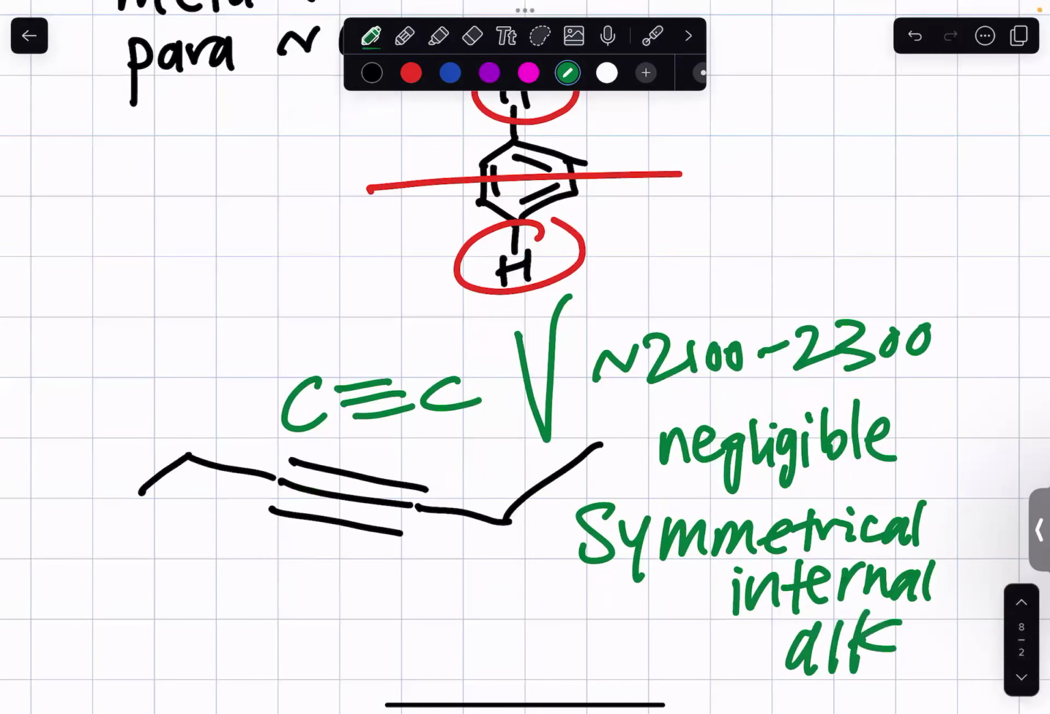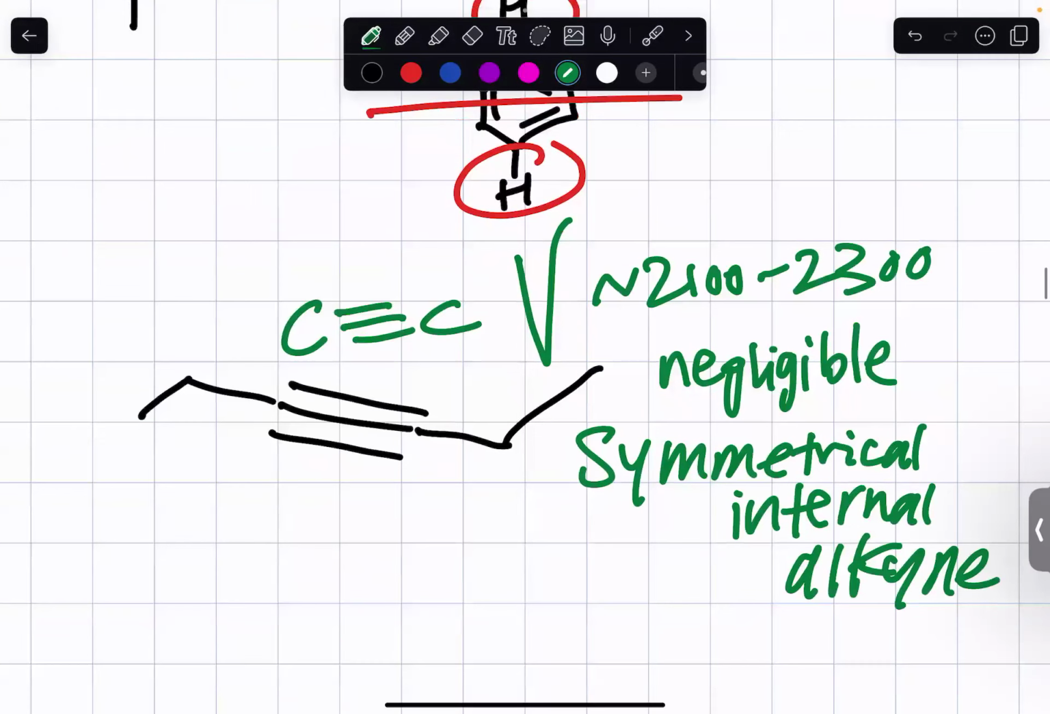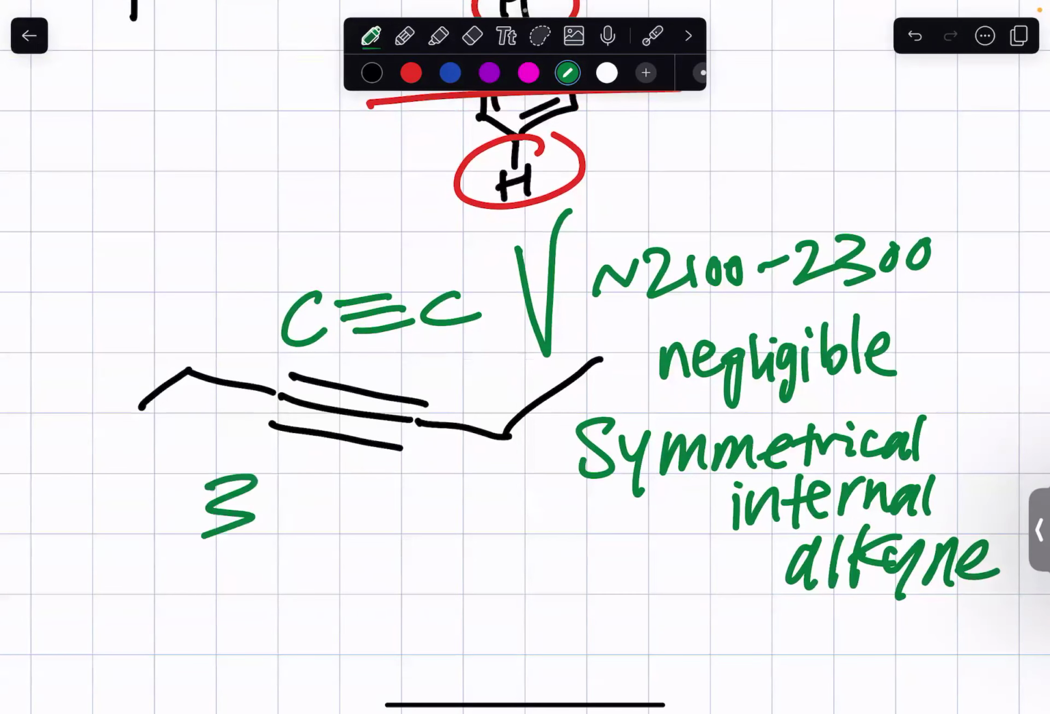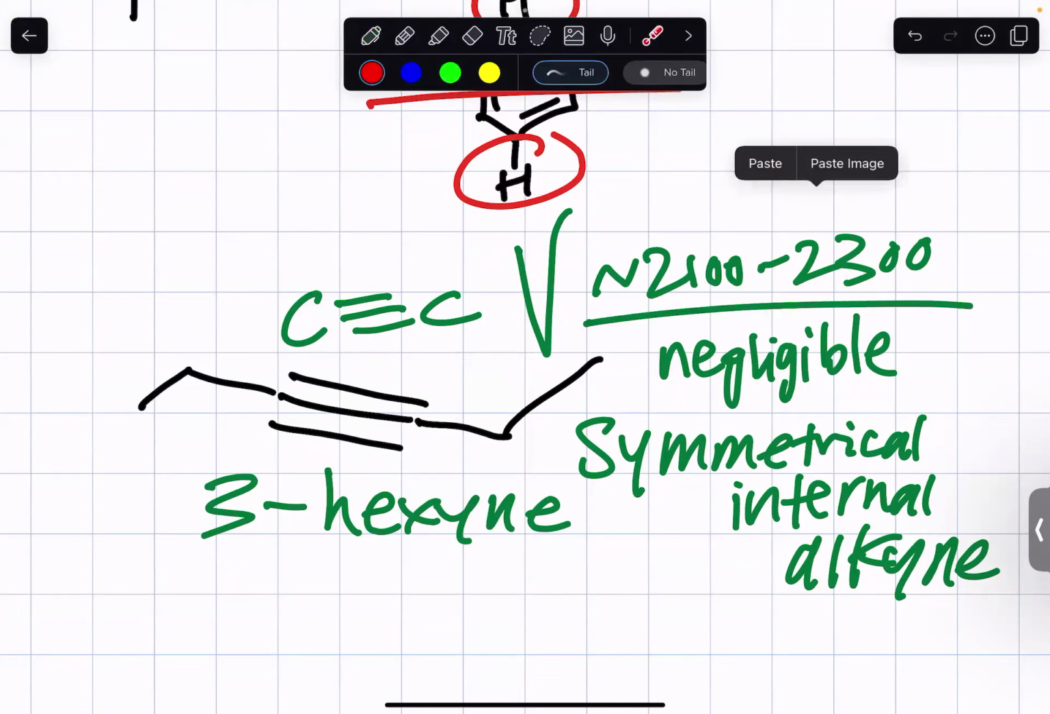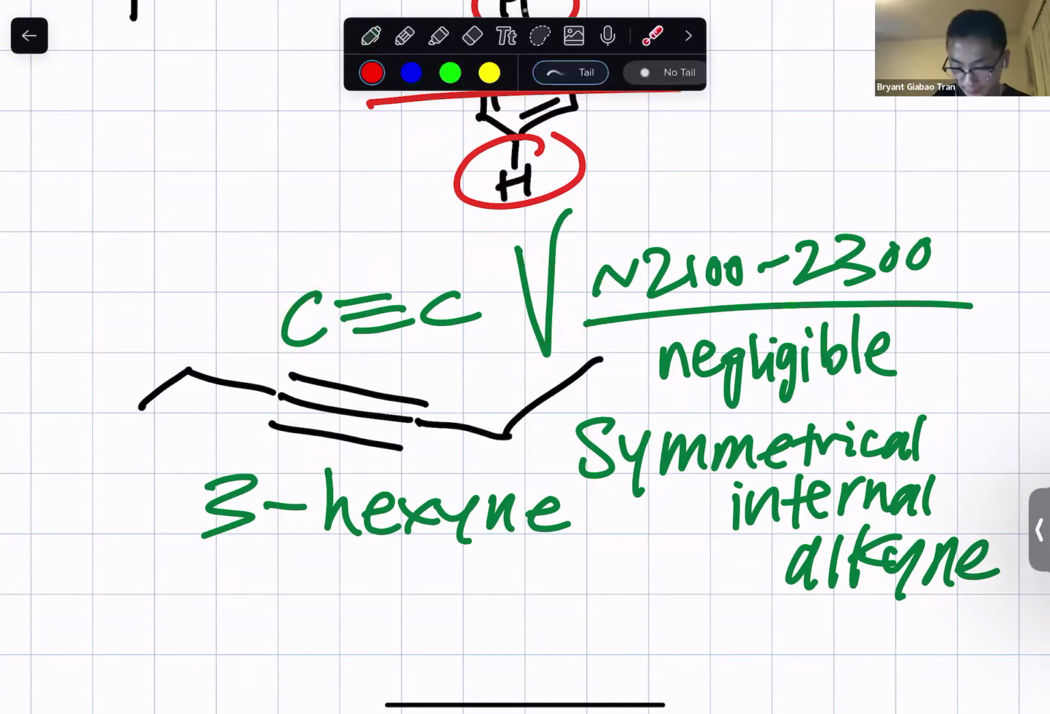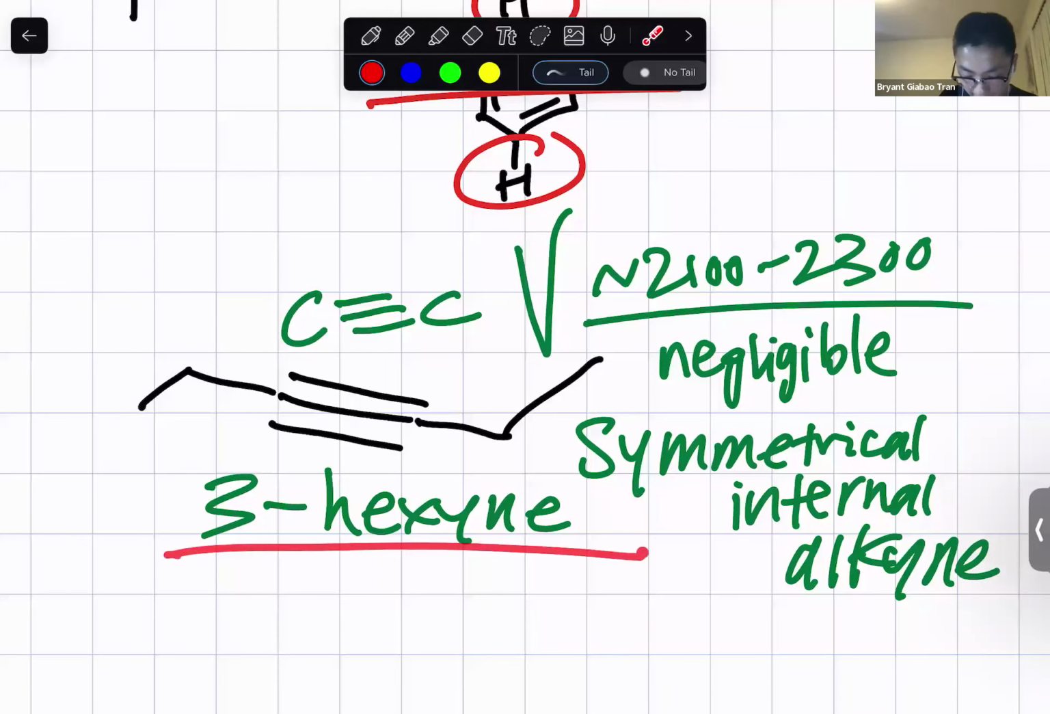I remember one of the questions was that there is one diagnostic peak for an alkyne. Is that because the 2100 to 2300 could be the nitrile group as well? So it's not considered diagnostic? Is that the reason why? Right, the reason it's not diagnostic is because of the symmetry here. Since they gave us 3-hexyne, this is 3-hexyne right here, the peak would be negligible. It would not be sharp anymore. It could be very small and tiny, not sharp and intense.